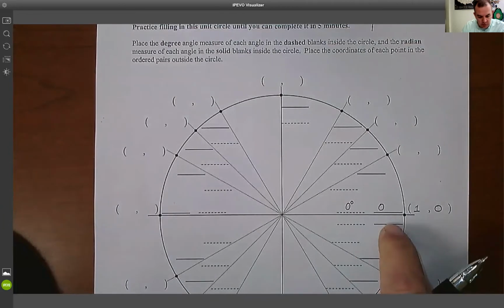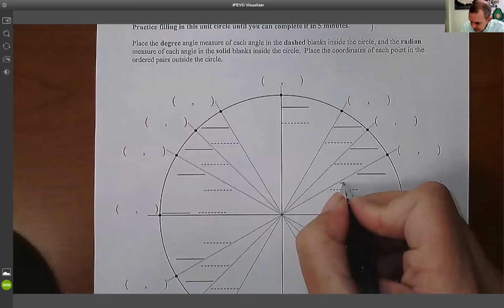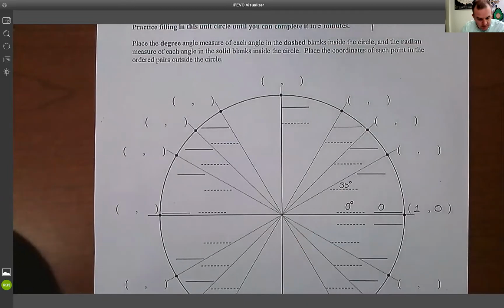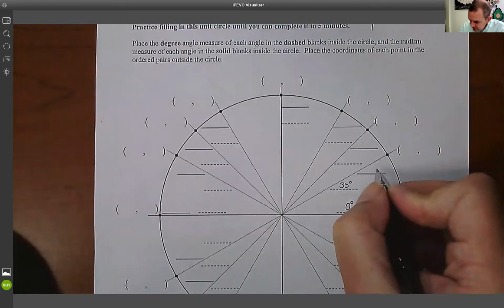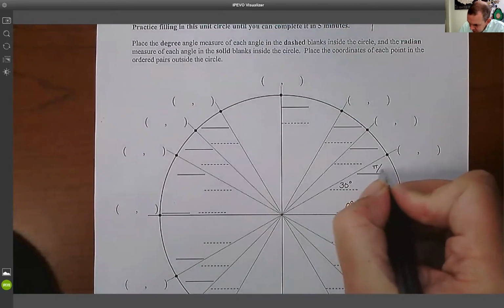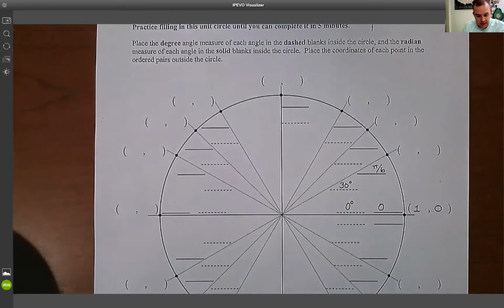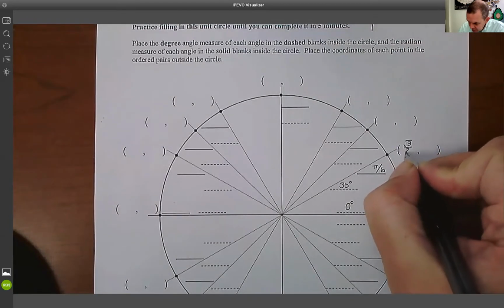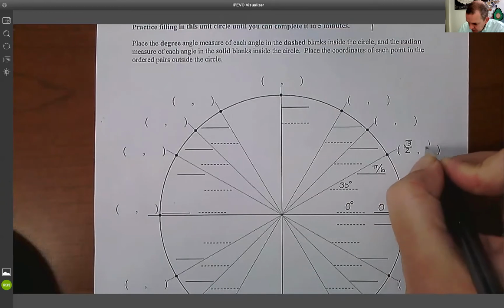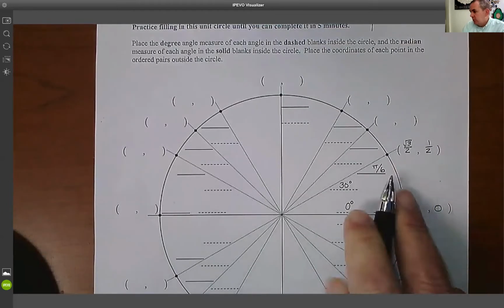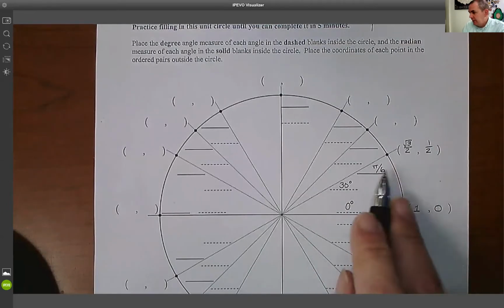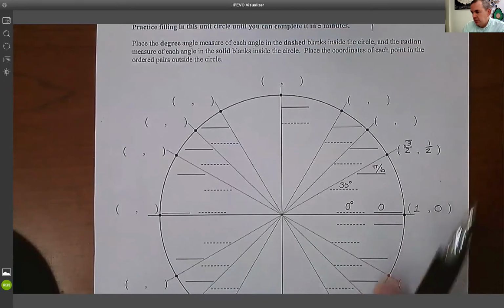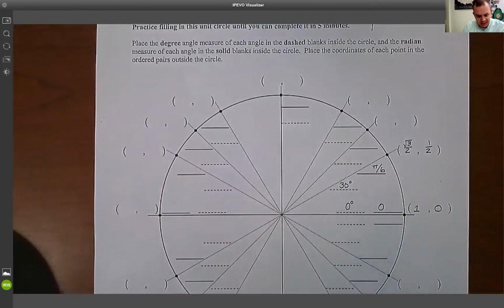Now what we're going to do is work our way around the circle. The next one we're going to deal with is a 30-degree angle. And that 30-degree angle is going to be pi over 6 radians. And the coordinates on that are going to be square root of 3 over 2, comma, 1/2. So root 3 over 2 and 1/2. You're going to notice these numbers look a little weird, but once we start going around the circle, you'll see that there's a rhythm to them, a pattern to them.